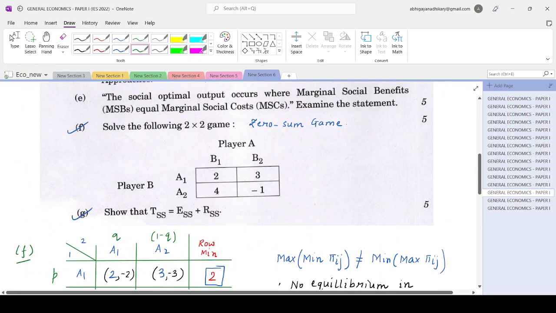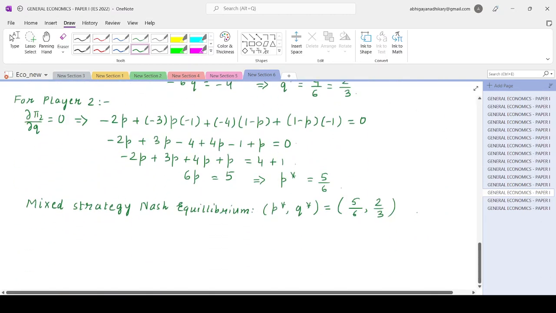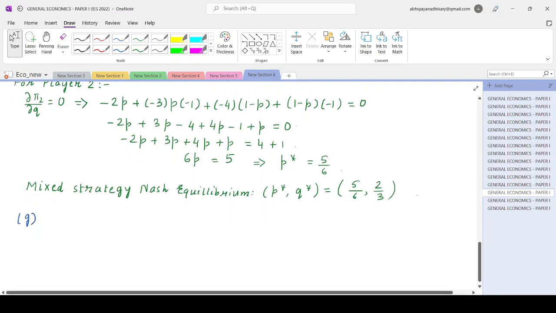And now coming to part G of the question, we need to show that TSS equals ESS plus RSS. So obviously this can be shown using multiple ways. Let me just stick to the simple linear regression model: Yi equals alpha plus beta xi plus ui, where ui follows all the Gauss-Markov assumptions.